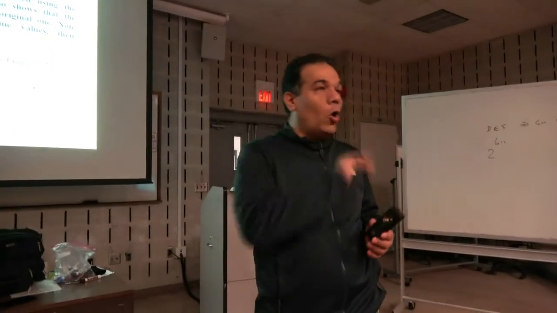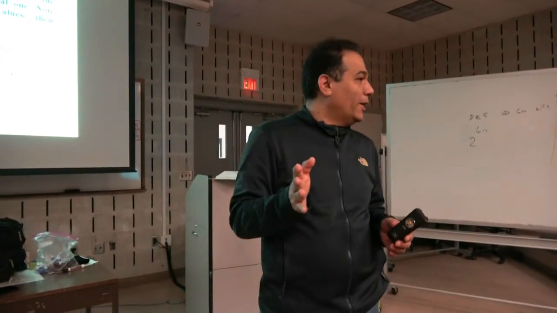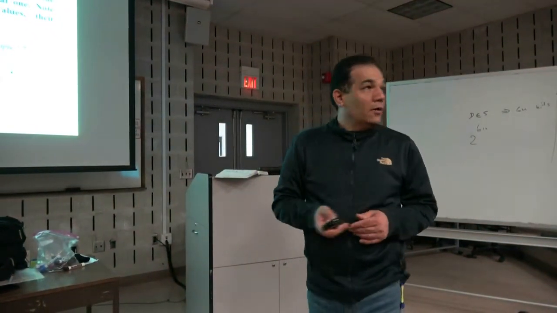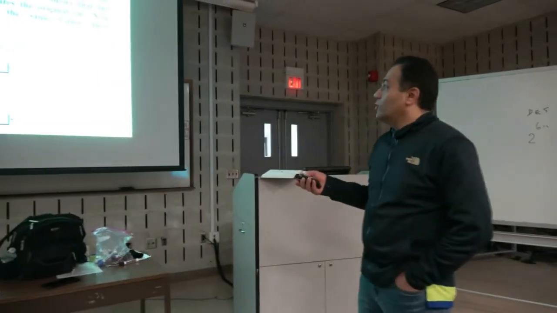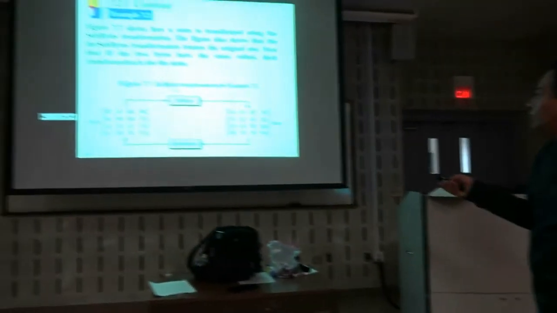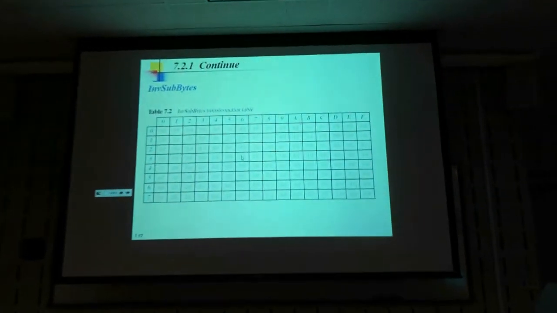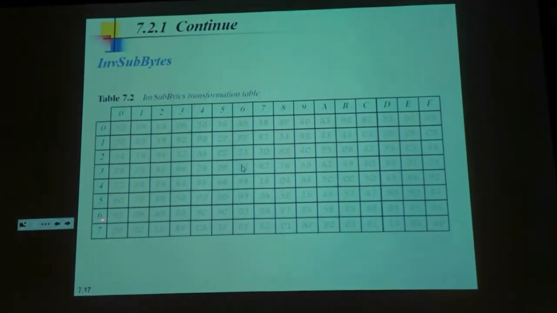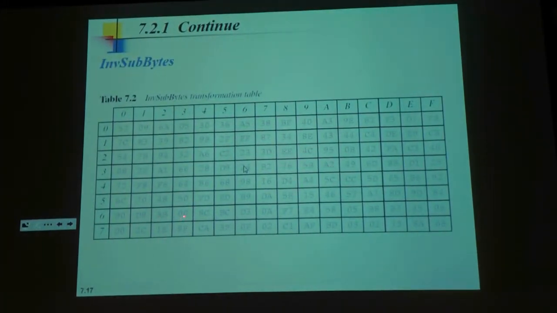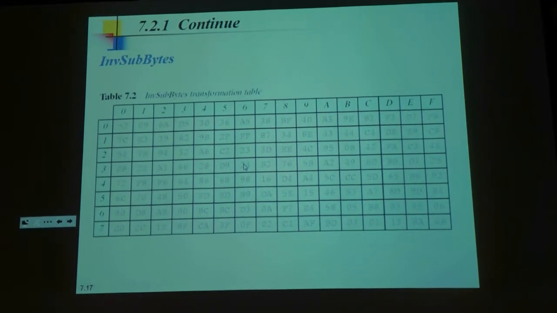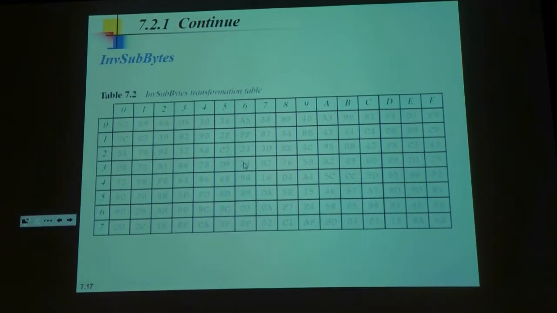So what we did in here, we replaced all the bytes with a new byte. In the reverse, very easy. We're going to go to the other table. Let's take a 63. This is the reverse table. Where's 63? 6 and 3. What's 3 in here? 0, 0. It reverses it.